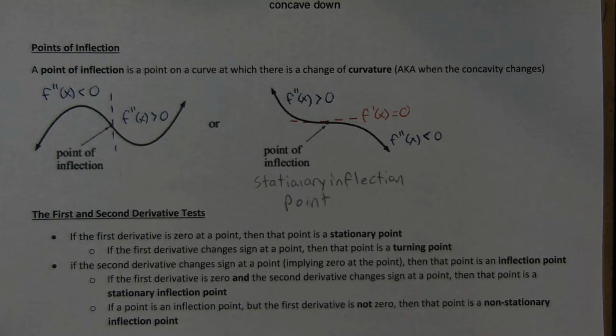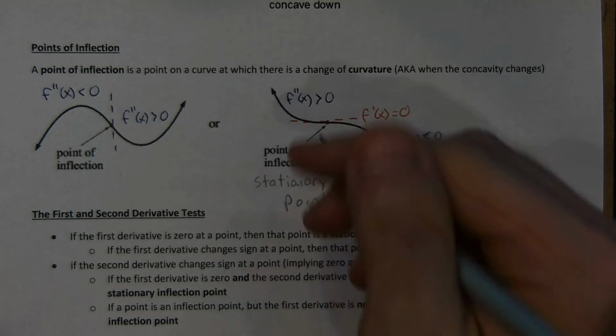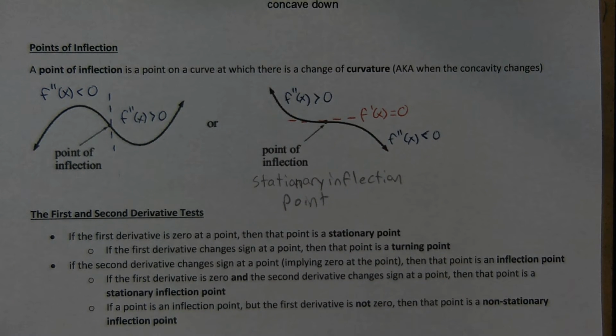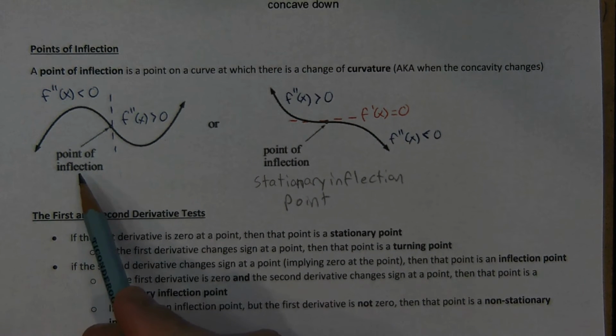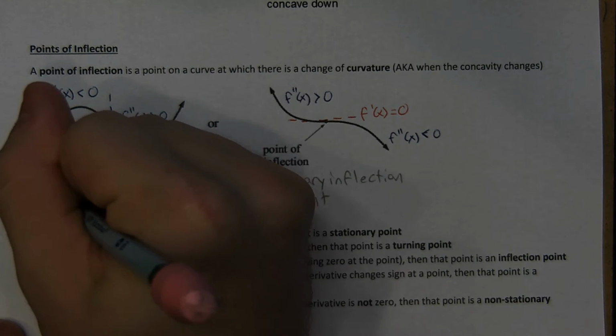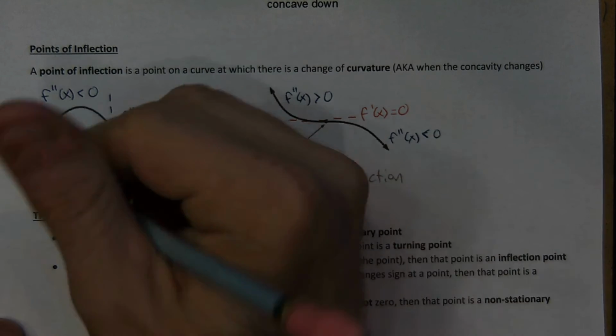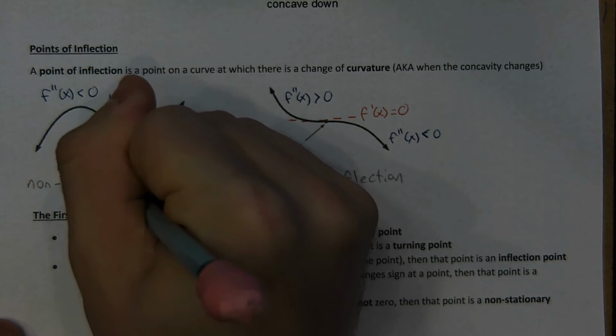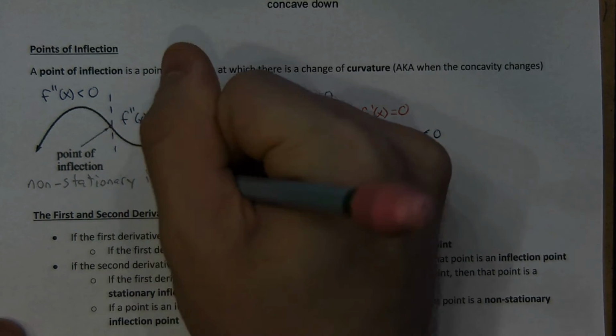So we don't call it a stationary inflection point. Instead, we call it a non-stationary inflection point. And I just realized that this is hard to read, that was an N. There we go, stationary. So this would be called a non-stationary inflection point. Because remember, stationary means first derivative is 0. Since the first derivative is not 0, well, it's non-stationary.